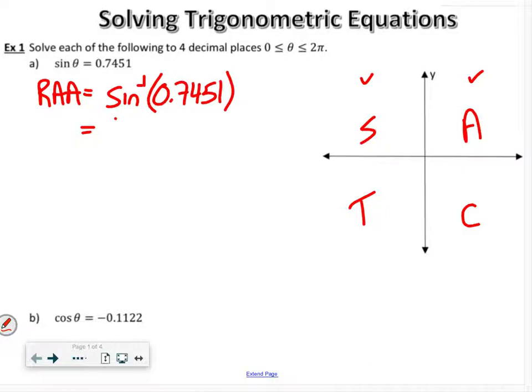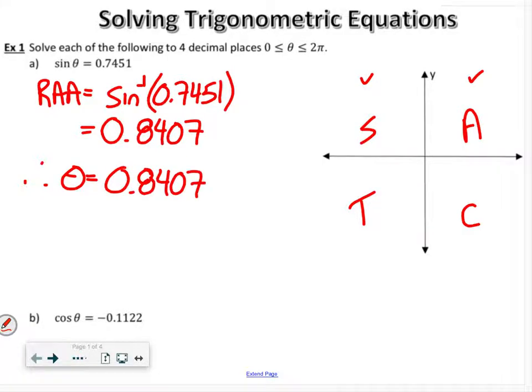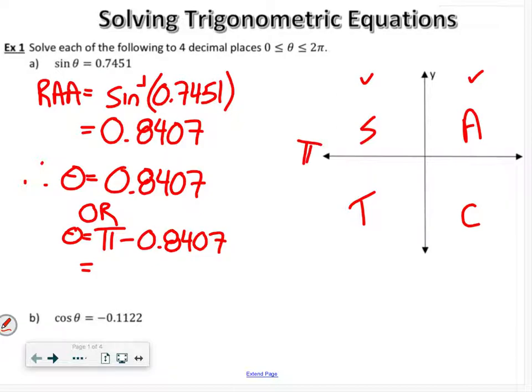So our related acute angle is 0.8407. Now that is actually also our first angle. So therefore theta is equal to 0.8407, and it's also equal to pi minus 0.8407. Pi minus that, because remember, that's pi right there. So pi minus that is going to be 2.3009.